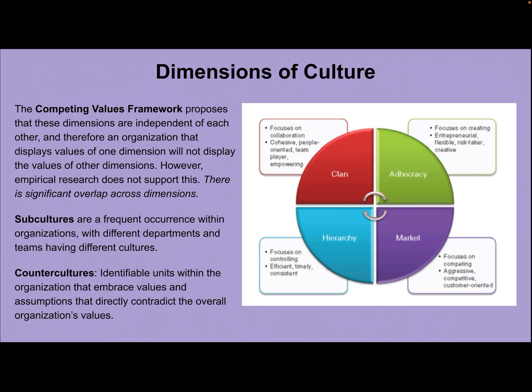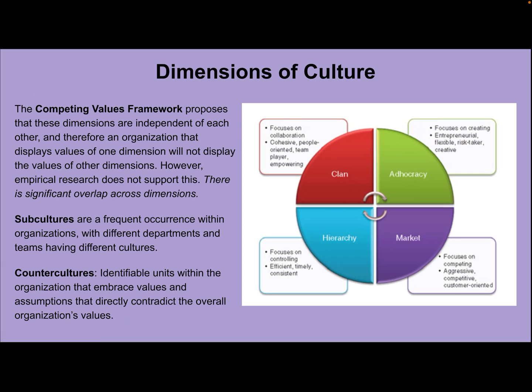The purple one is market, which focuses on competing. Companies like Walmart or McDonald's fall into the market culture. They want to be competitive. Their culture is aggressive, competitive, and customer-oriented, not worker-oriented, right? That's why it's called market. And finally, adhocracy. Adhocracy focuses on creating things. It's very creative, thinking outside the box, entrepreneurial, flexible, risk-taker. Companies like Google fall into this category, focused a little more on the workers and on taking risks and being creative.